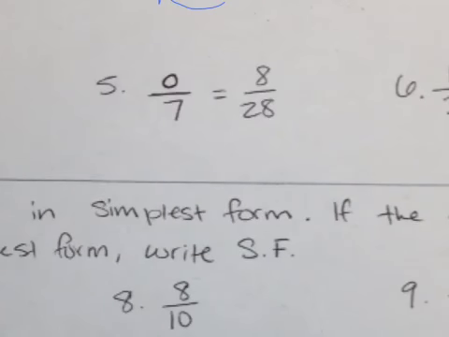Number 5, point our arrow. 28 divided by 7 is 4. Again, you can type this in the calculator. So 8 divided by 4 is 2.